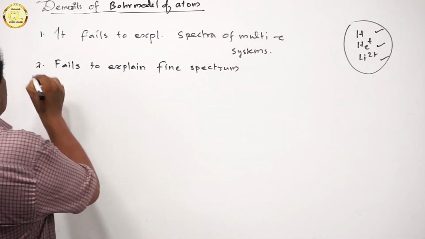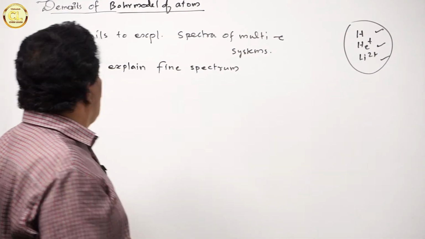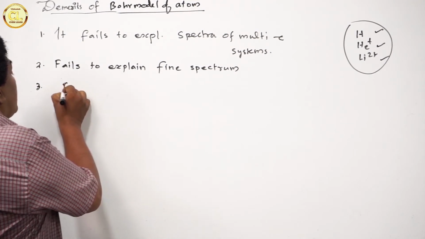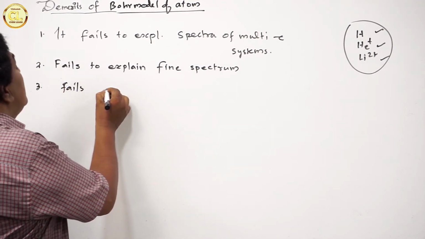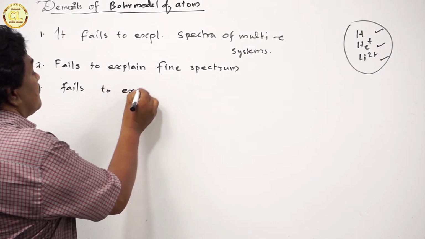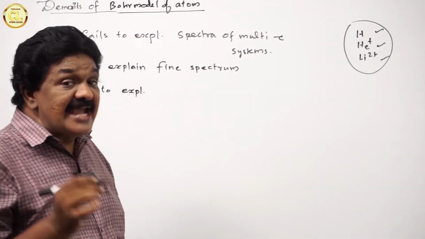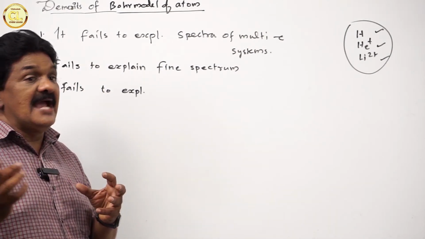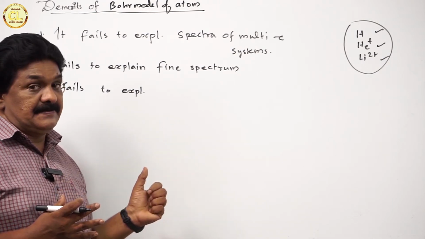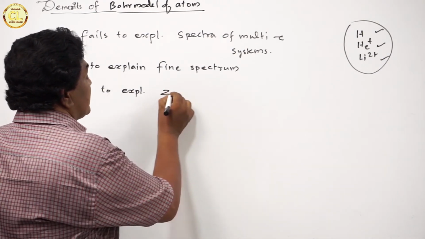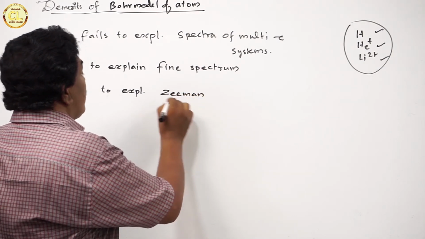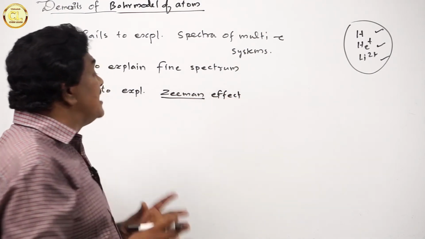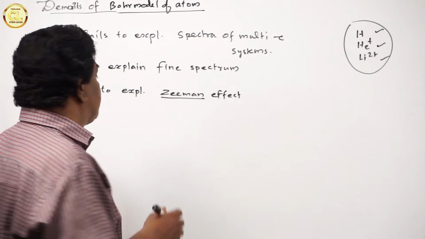Third point, Bohr model fails to explain the splitting of spectral lines in external magnetic field. When an external magnetic field is applied, the spectral lines will split further. This is called Zeeman effect. So, Bohr model fails to explain Zeeman effect, that is, splitting of spectral lines in external magnetic field.